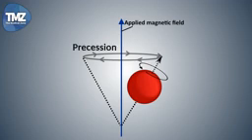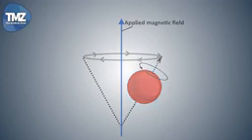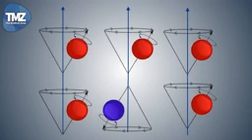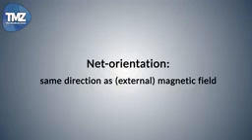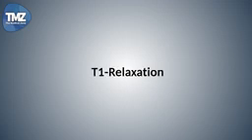this is called precession. Also, after applying the magnetic field, a small percentage of the protons' axes are pointing towards the opposite direction, so against the field. This is because protons are just very weak magnets, but it's important to remember that the net orientation is alignment with the field. Some more definitions that you may come across are the T1 relaxation.